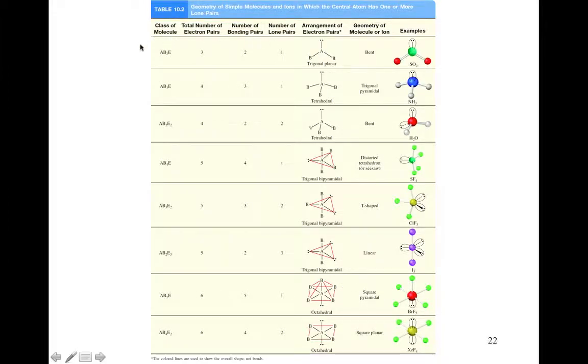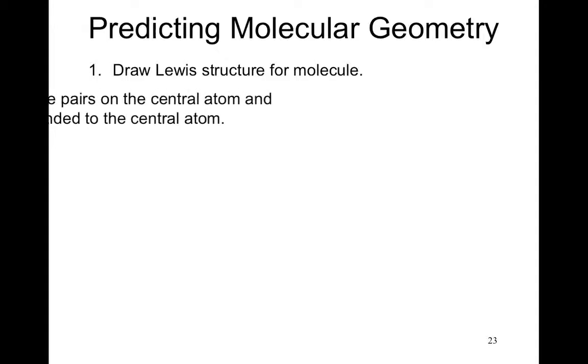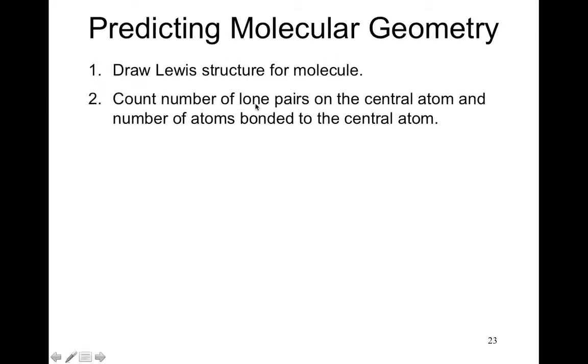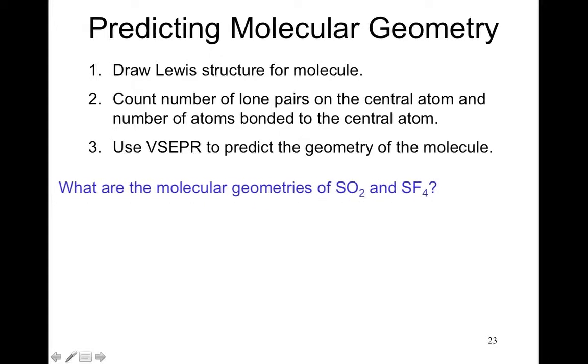And so here's kind of a chart in your book that breaks these shapes down for you. So how do we predict this? If you're given a problem and asked to predict it, which you will be, here's how you do it. First thing you do is draw your Lewis structure. Second thing you do is count your number of lone pairs and the number bonded. Use your valence shell electron pair repulsion to draw it and figure out how far apart that geometry can be.